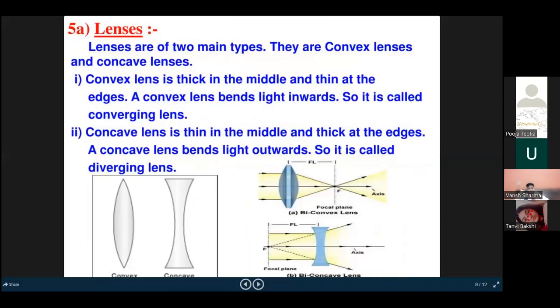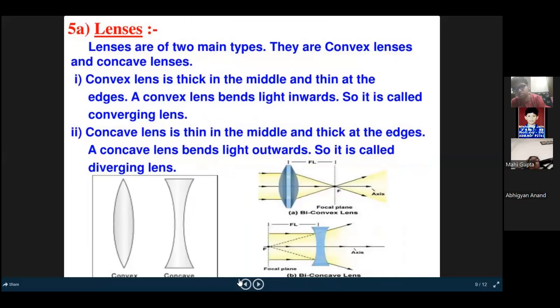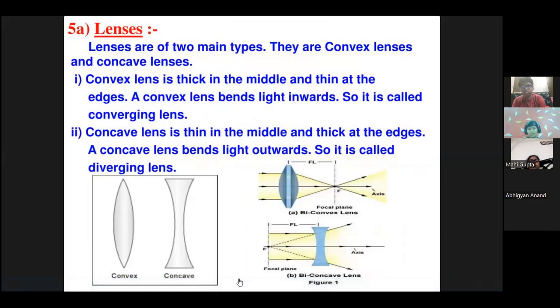Now we'll talk about the lenses. Children, before going further I want to ask: what is the difference between a lens and a mirror? Tell me quickly. Is there no difference between the lens and the mirror? We have read about mirrors and now we'll discuss lenses. Is there any difference between these two or not?